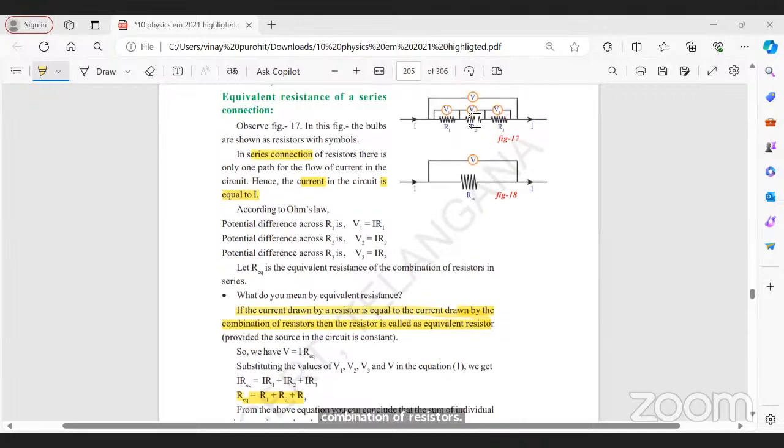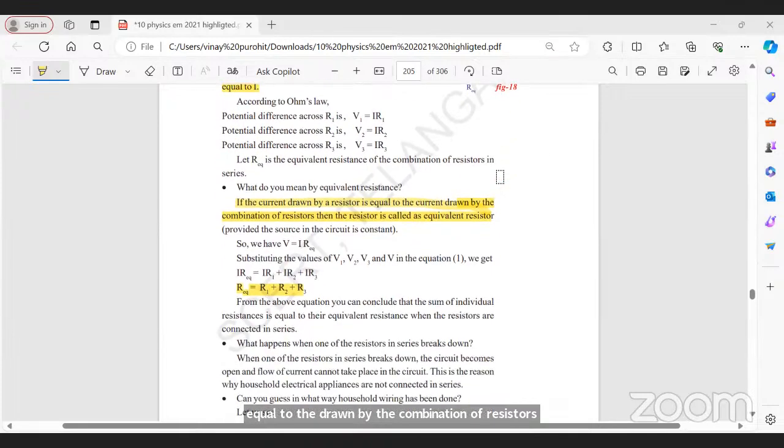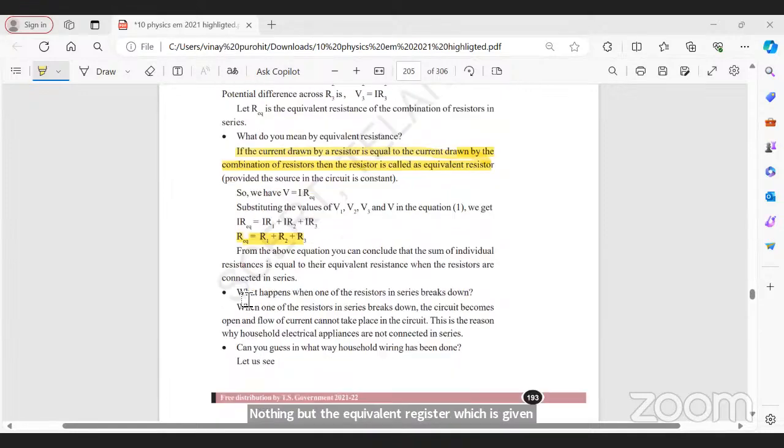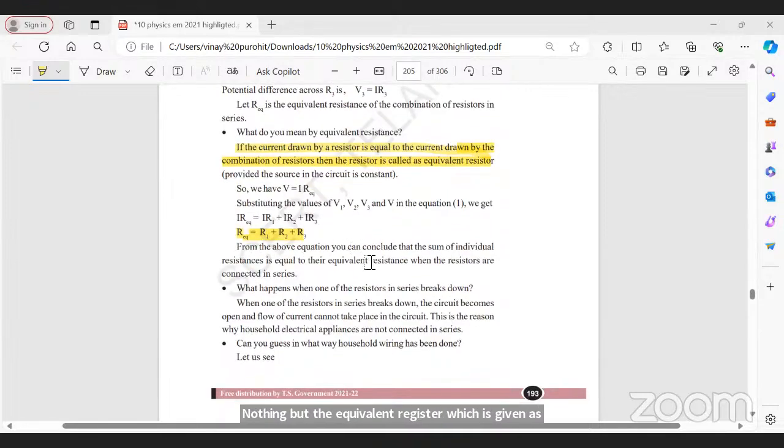If there are 3 resistors R1, R2, R3, the current drawn from each resistor is equal to the current drawn by the combination of resistors, that is, if we take all the resistors combined and see how much current is drawn, then it is nothing but the equivalent resistor, which is given as R equivalent is equals to R1 plus R2 plus R3. This is the main formula for the series combination of resistors.